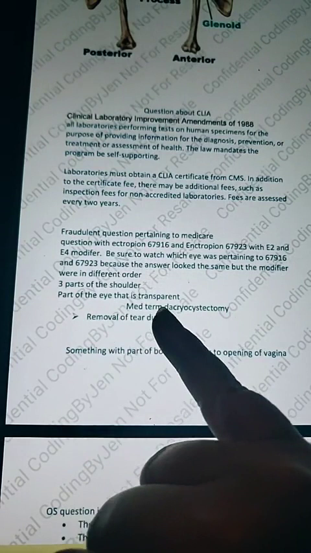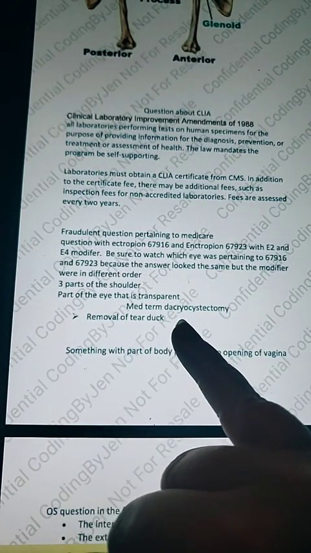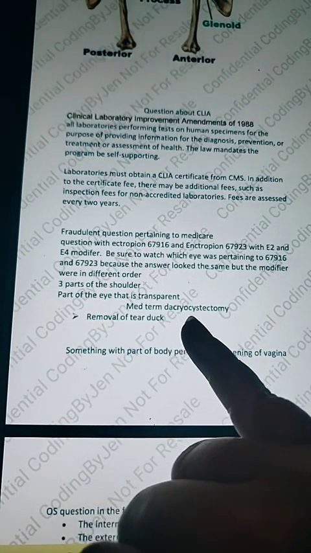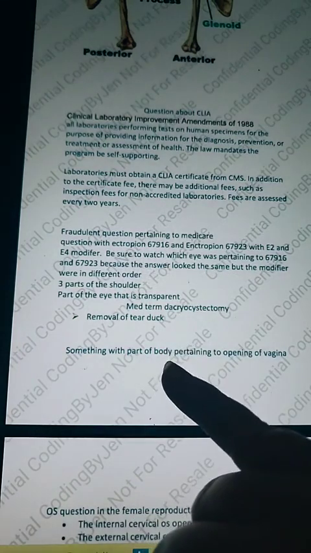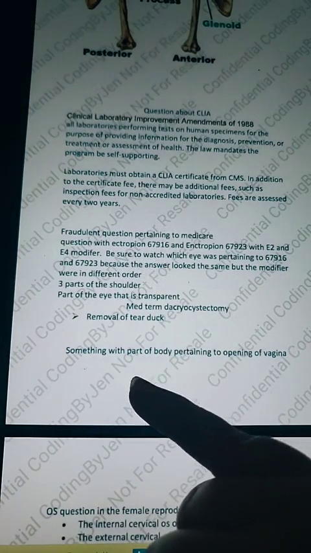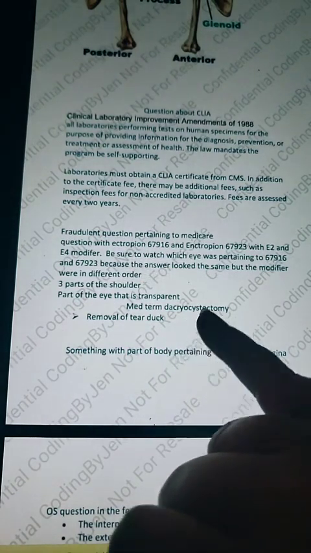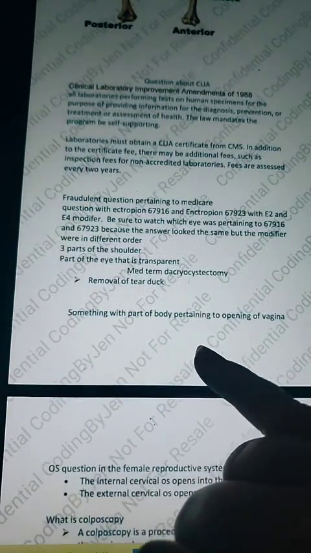The part of the eye that is transparent, or also the definition for what a D-A-C-R-Y is, and that's just your tear duct, your lacrimal gland. It kind of looks like lactate, but it's not. It's a tear duct, but I don't know. They spell it that way anyway. So all that needs to be known, that it's all related to the same area.